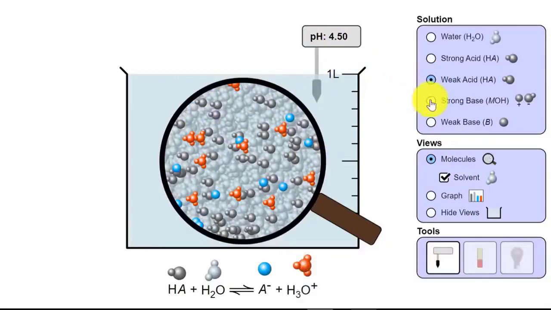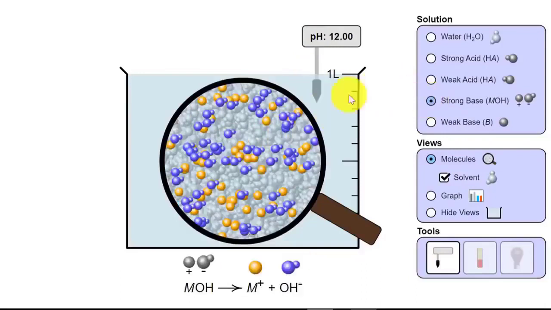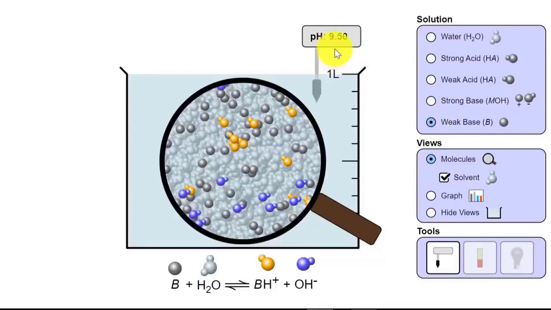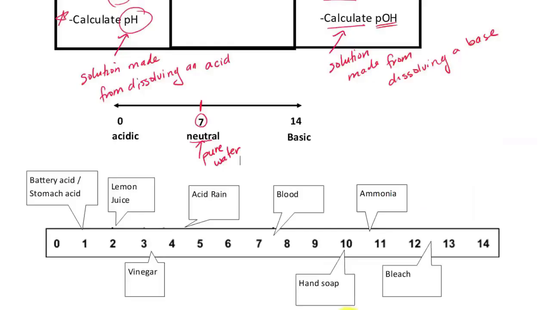And let's look at the base before we move on. Look at a strong base. Look at that, the pH is really, really high. But if we look at a weak base, now it's going down. So let's go back to our pH scale.